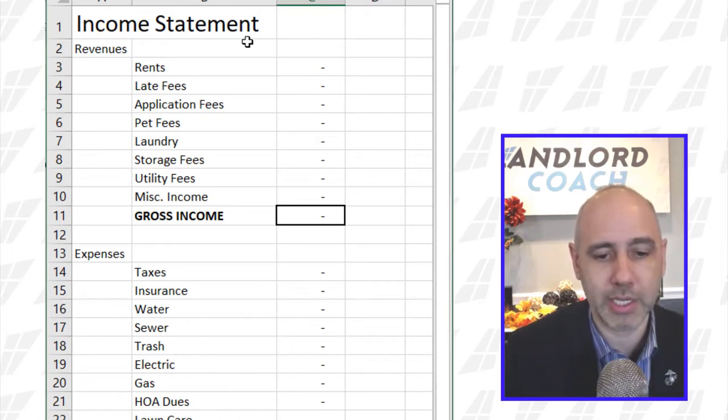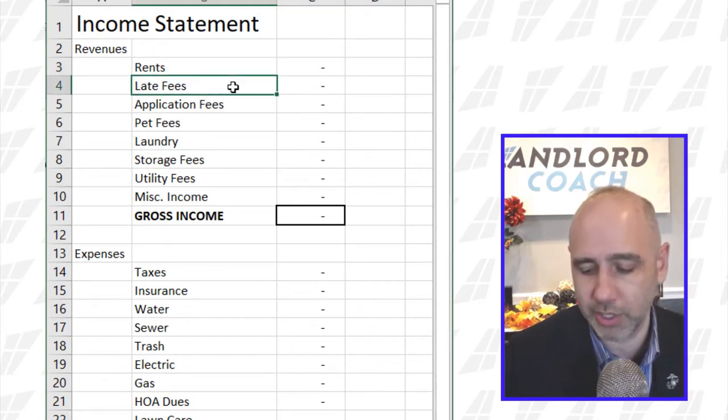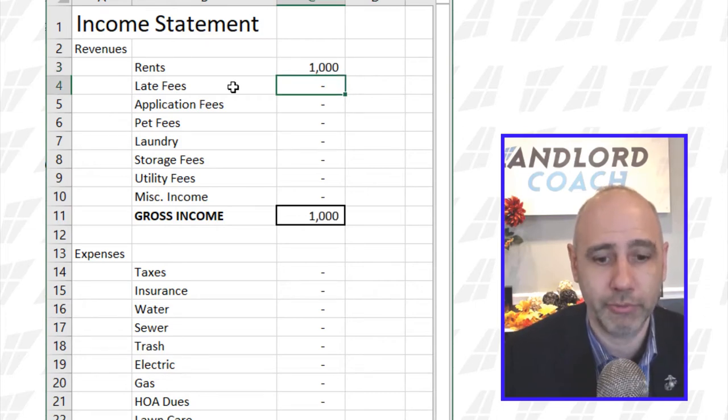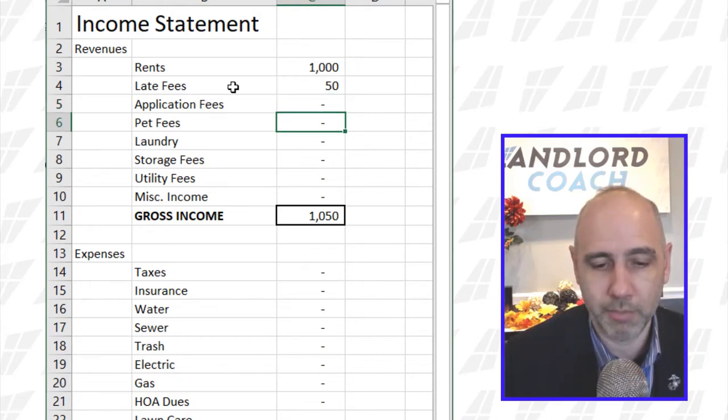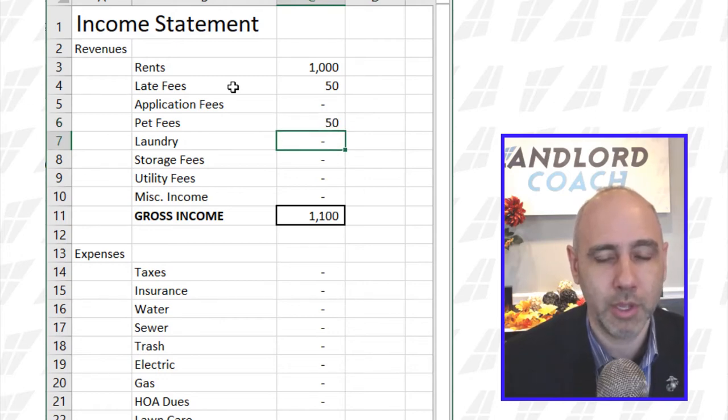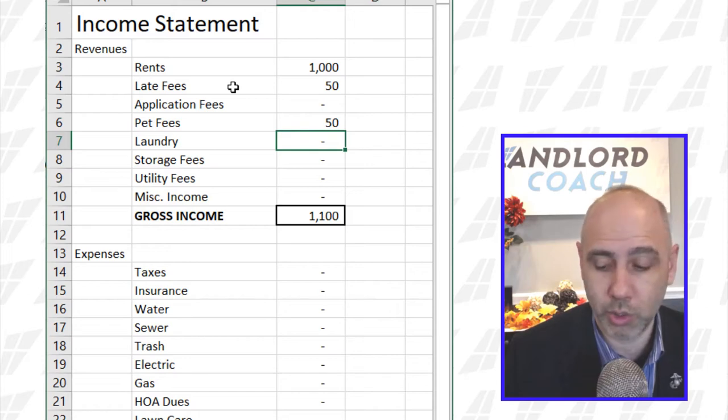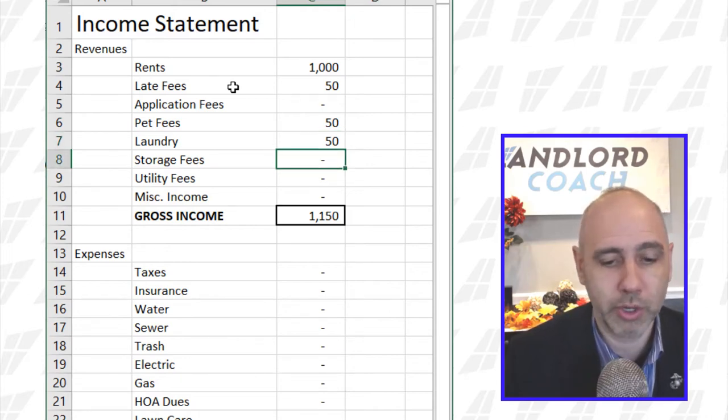If you look at the income statement, you've got rents, and we're going to say that we've got $1,000 in rents that came in for last month. We had $50 in late fees. We didn't have any application fees because we have one property and it's already been rented. We do have pet fees coming in of $50 a month. There is no coin-operated laundry, since this is a single-family dwelling, but we do rent them their washer and dryer for $50 a month. There are no storage fees, and then utility fees.